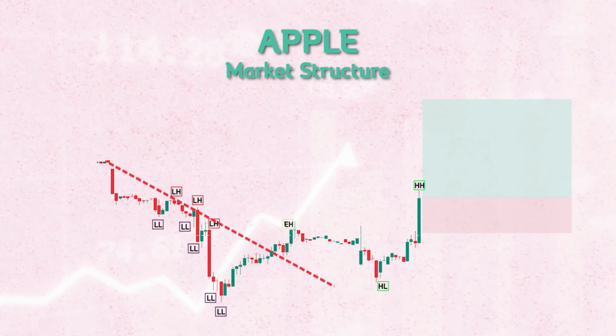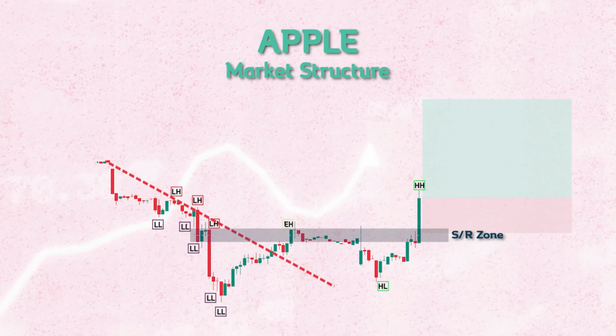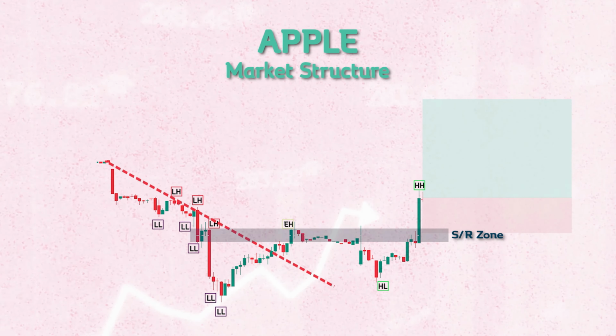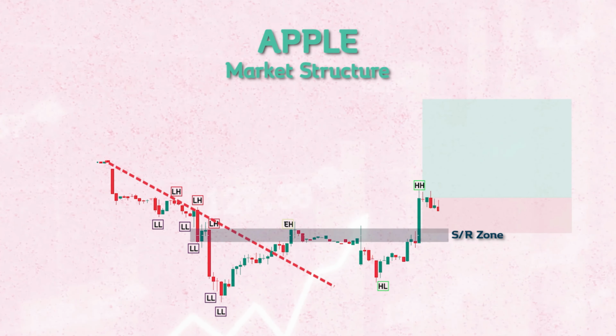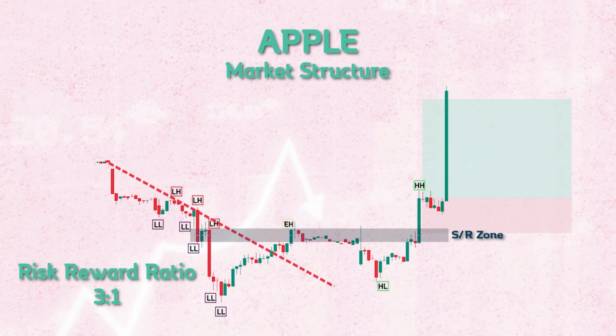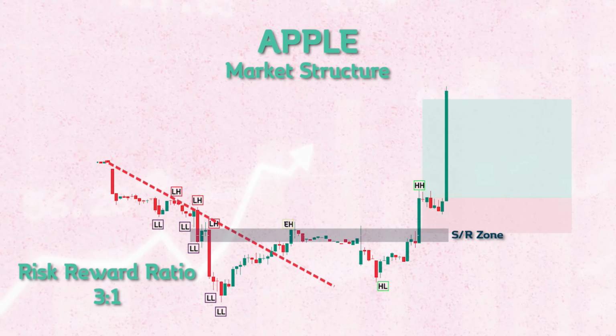Using market structure, we set our stop loss below the break of structure, or where our last lower high peaked. It only takes 2 hours to exit the trade profitably, making $300 for every $100 we invested, or a 3-to-1 risk-reward ratio. Remember that a stop loss is your friend, particularly as a new trader.